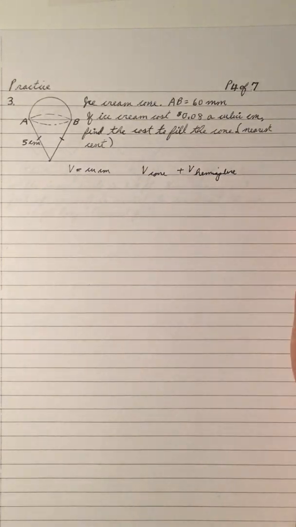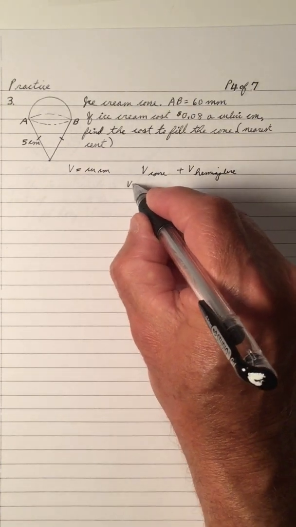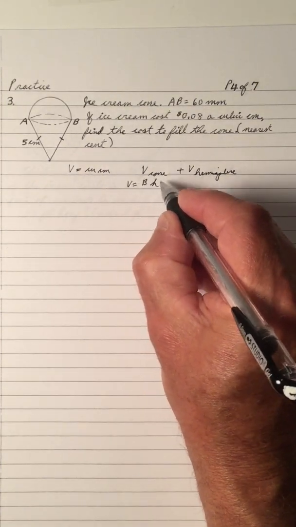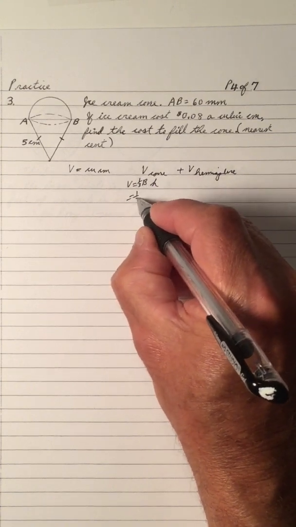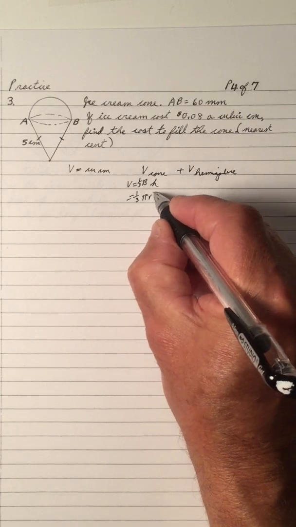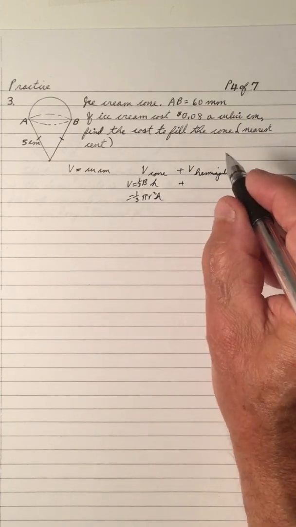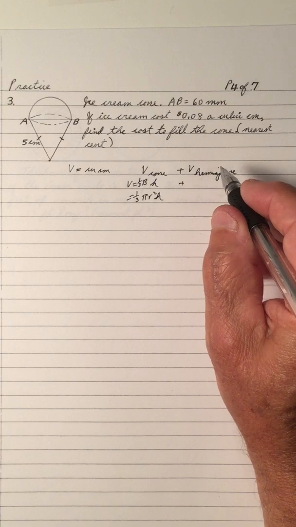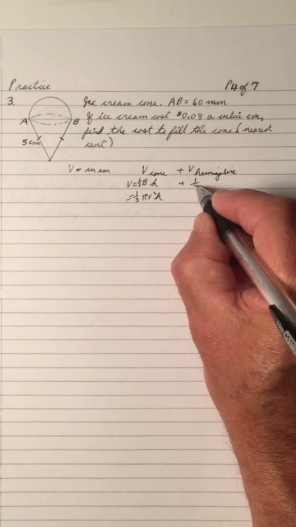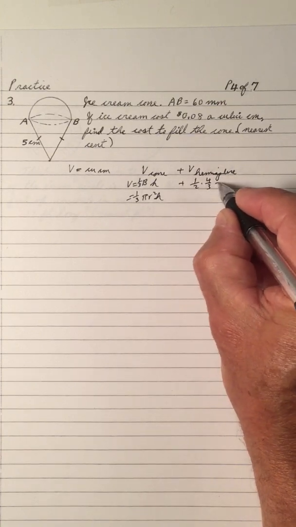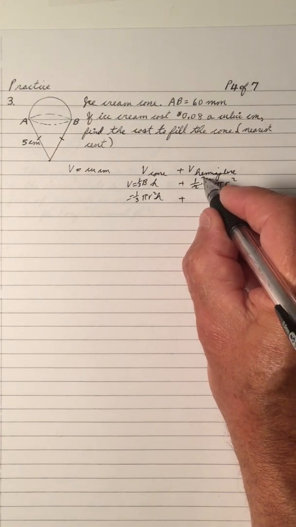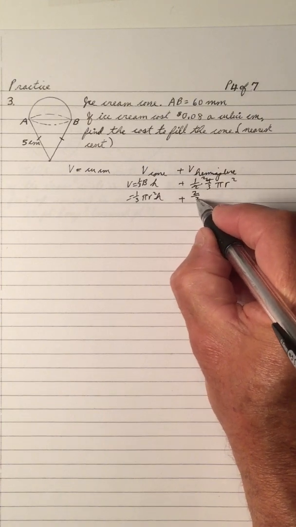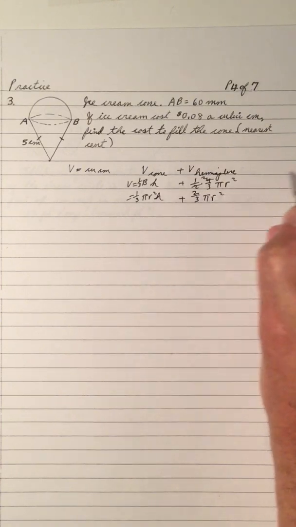H-E-M-I-S-P-H-E-R-E, a hemisphere. So the volume of a cone is base area times height, but it's 1/3 of a cylinder. So that's 1/3 pi r squared h. A hemisphere is half a sphere, so it's half of 4 over 3 pi r cubed. So that cancels out: 2 into 4 goes 2, so it's 2/3 pi r cubed.